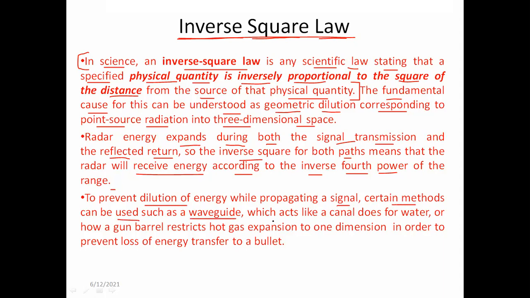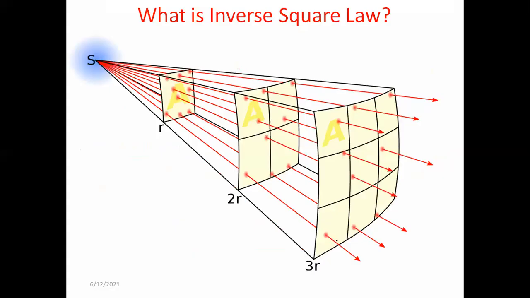Next, to prevent dilution of energy while propagating a signal, certain methods can be used, such as waveguides, which act like a canal does for water, or how a gun barrel restricts hot gas expansion to one dimension in order to prevent a loss of energy transferred to a bullet. So these two are examples of how to prevent loss of energy. In the case of light, we have a waveguide. In the case of a gun, we have a one-dimensional barrel.